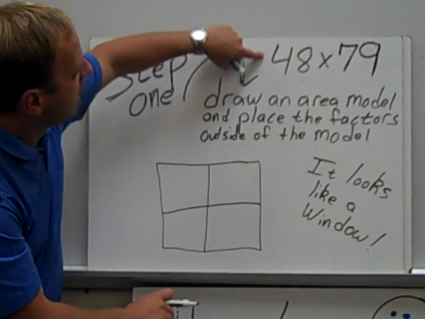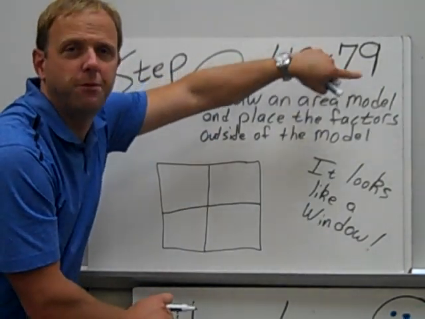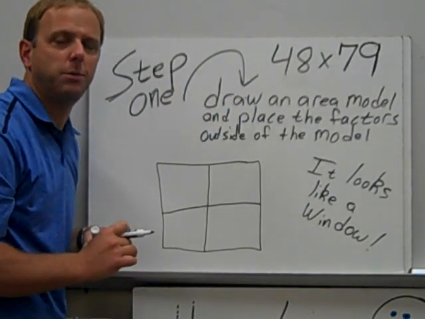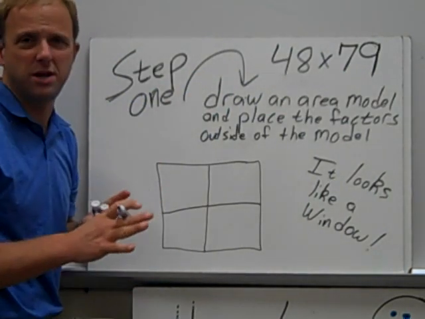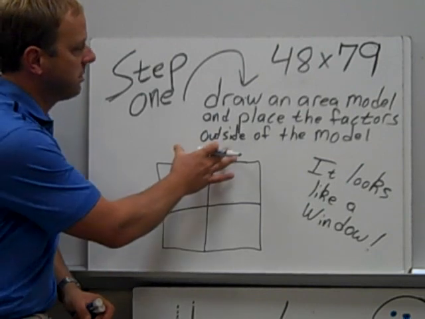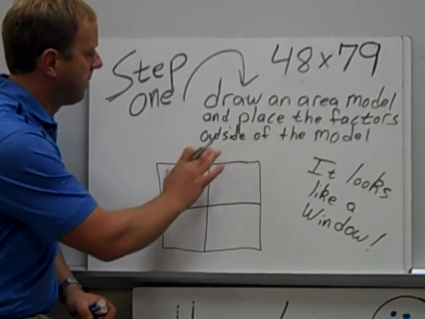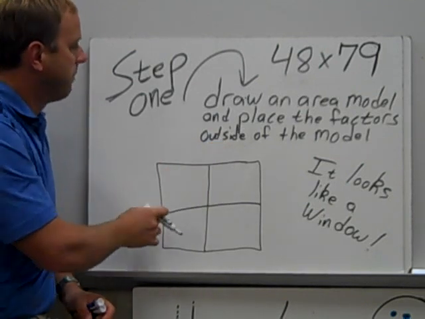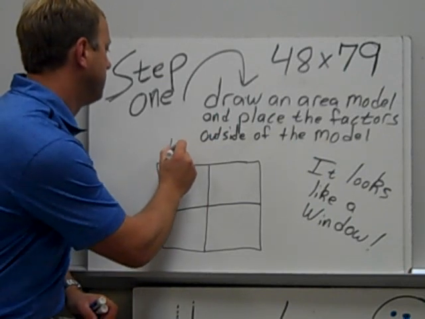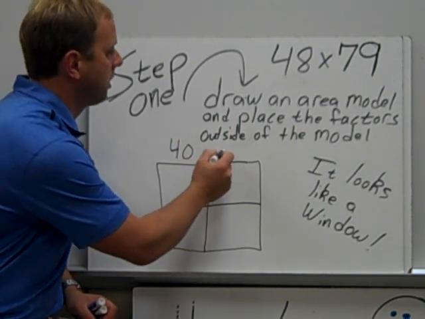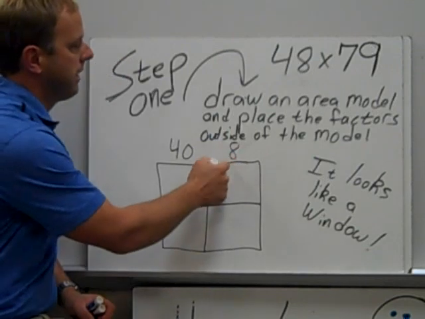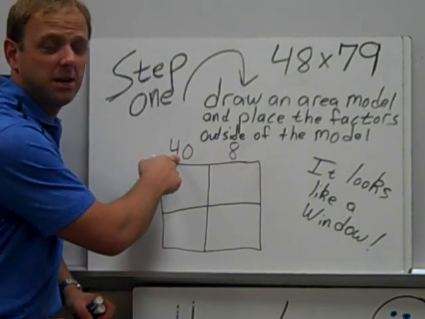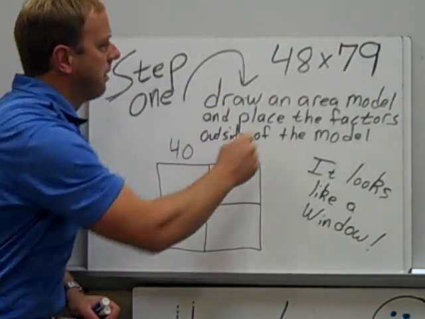And then we write each of these in expanded form. Now, the commutative property of multiplication tells us that the order doesn't matter, which means it doesn't really matter which number goes on top and which goes on the bottom. So, I am going to break apart my 48 into a value for my ones and a value for my tens. I'm going to break apart my 79.